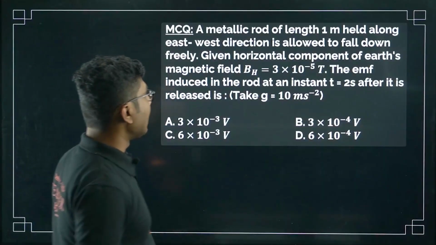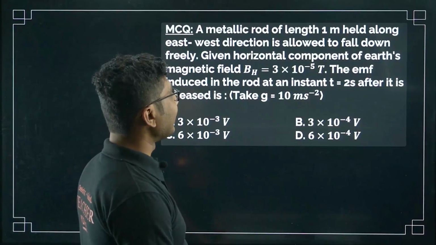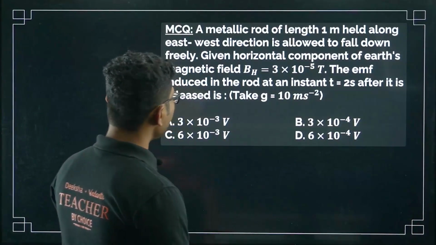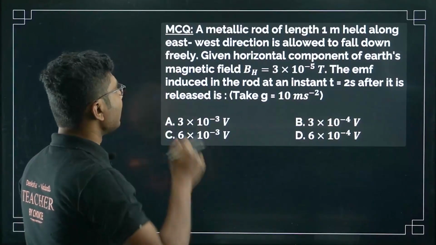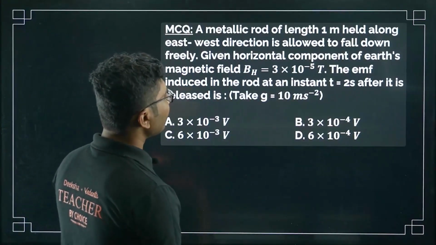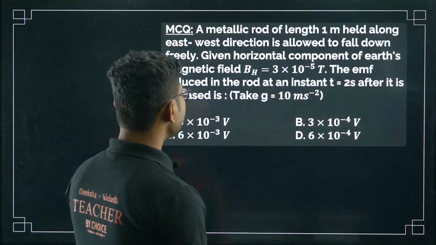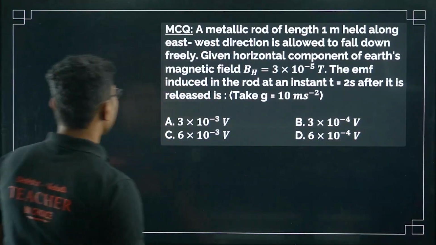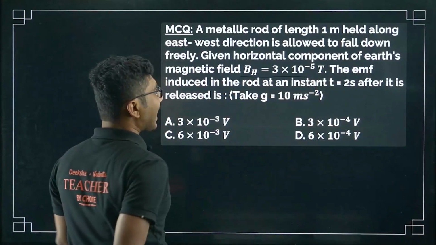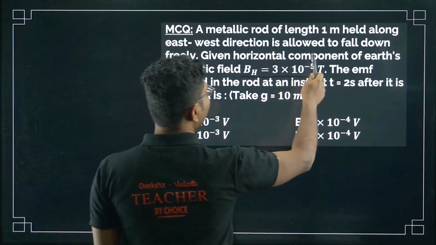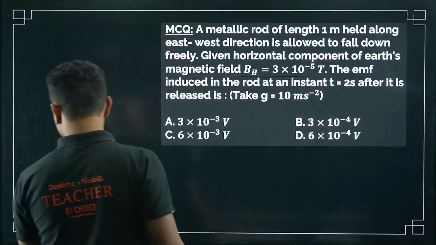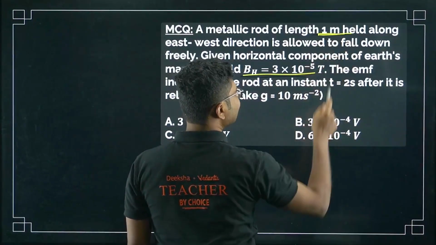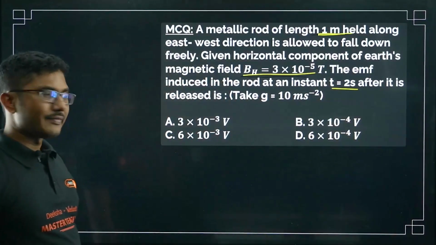So now another MCQ. A metallic rod of length 1 meter is held along the east-west direction and is allowed to fall down freely. Given the horizontal component of the Earth's magnetic field BH is 3 into 10 to the power of minus 5 Tesla, find the induced EMF in the rod at an instant t equals 2 seconds after it is released. So B is given, length is 1 meter, time is given, but what is not given is the velocity.